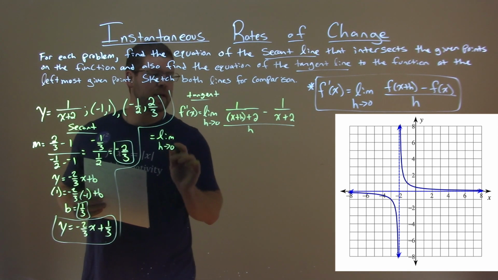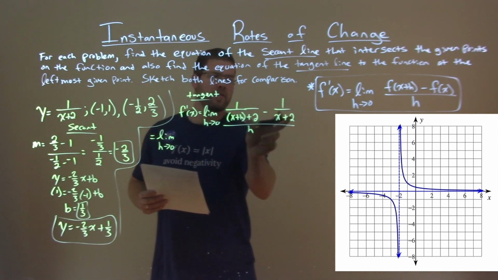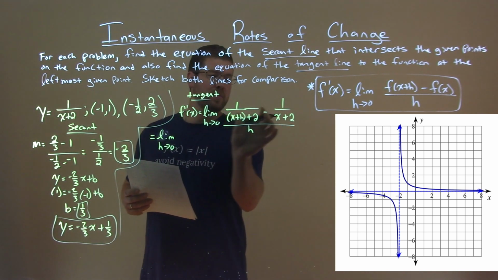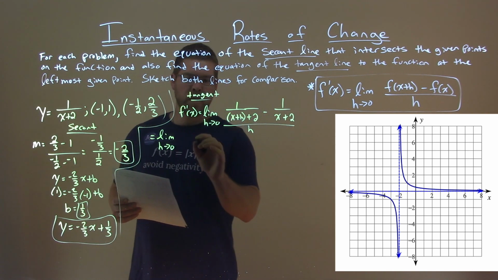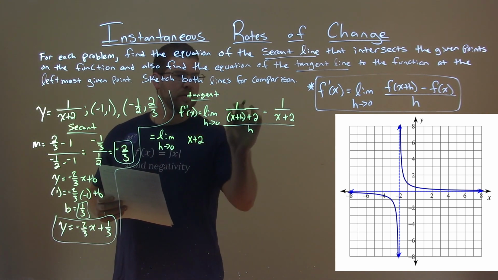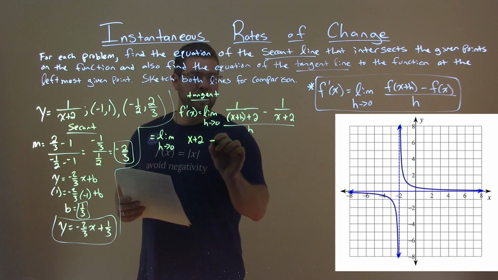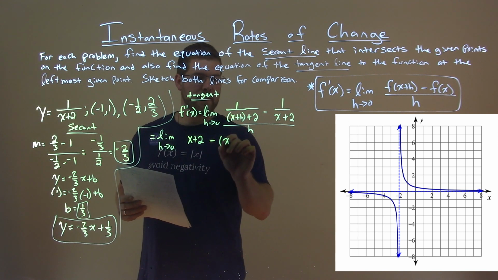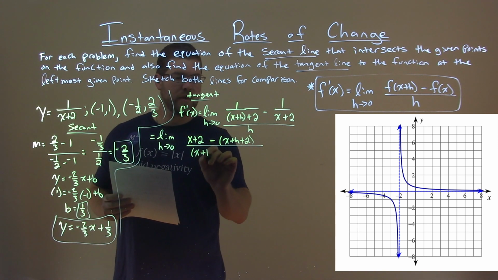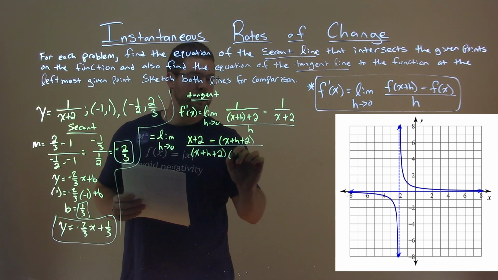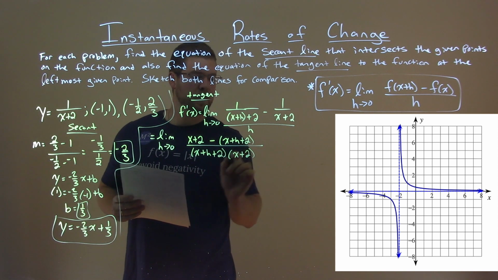One of the common techniques here is to find a common denominator, so we're going to multiply these two together and then bring this numerator up here and this one up there. So we have an x plus 2 up here, which we're going to subtract by this numerator, x plus h plus 2, all over multiplying these two together: x plus h plus 2 times x plus 2.